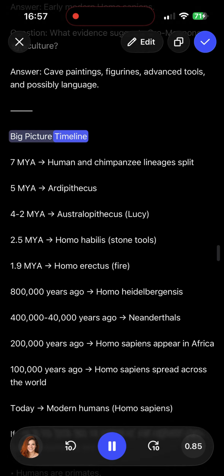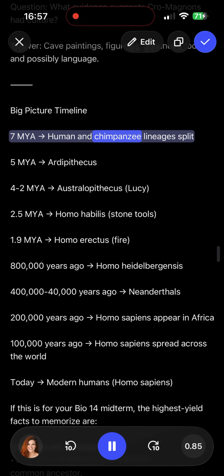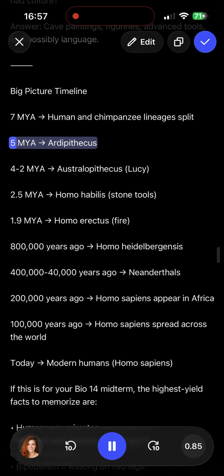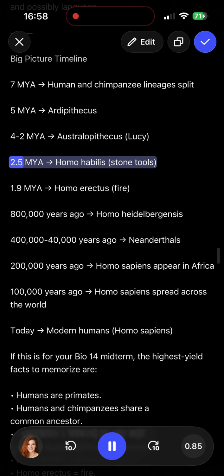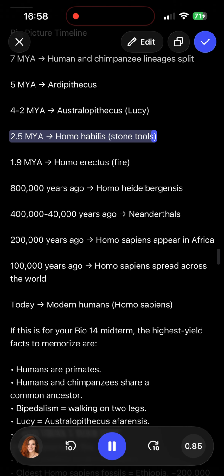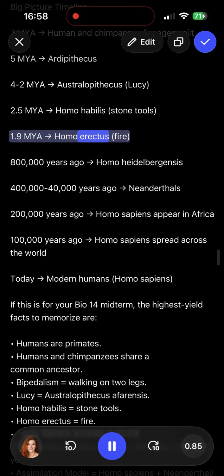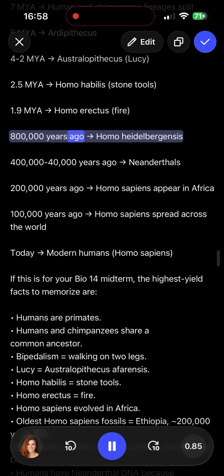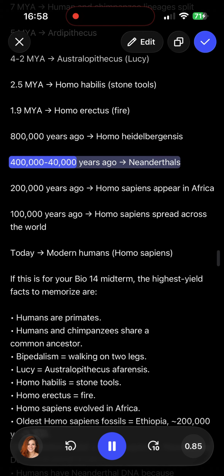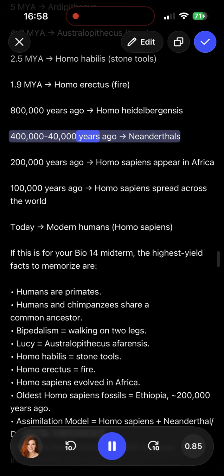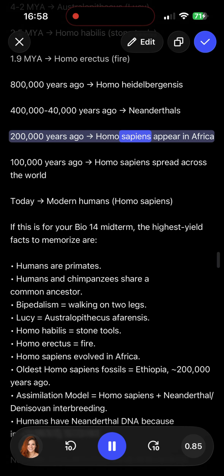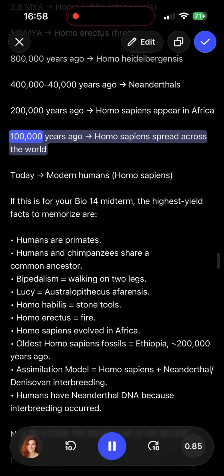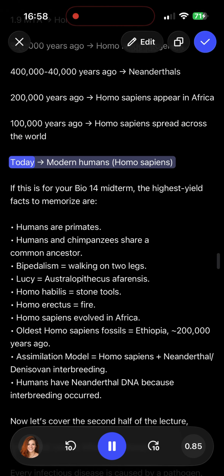Big picture timeline. 7 million years ago, human and chimpanzee lineages split. 5 million years ago, Ardipithecus. 4 to 2 million years ago, Australopithecus. 2.5 million years ago, Homo habilis. 1.9 million years ago, Homo erectus. 800,000 years ago, Homo heidelbergensis. 400,000 to 40,000 years ago, Neanderthals. 200,000 years ago, Homo sapiens appear in Africa. 100,000 years ago, Homo sapiens spread across the world.